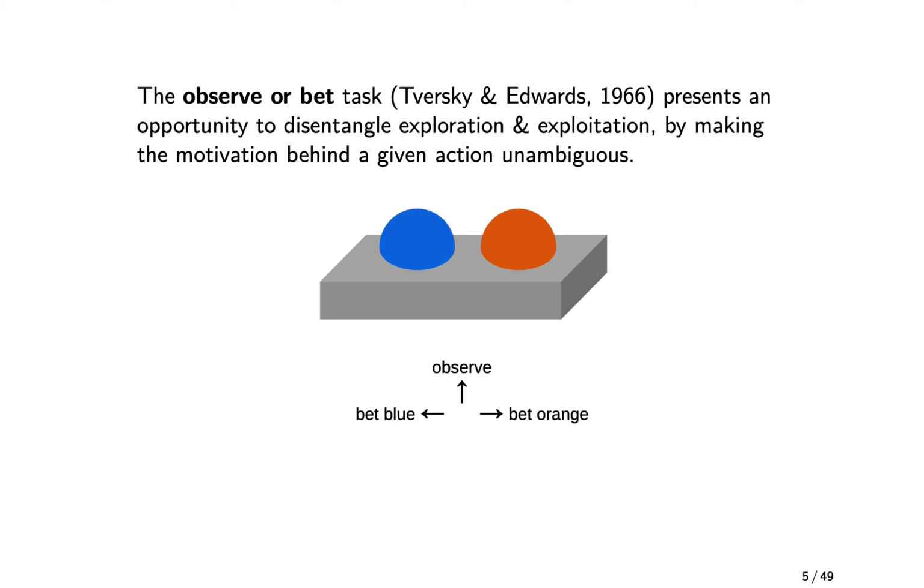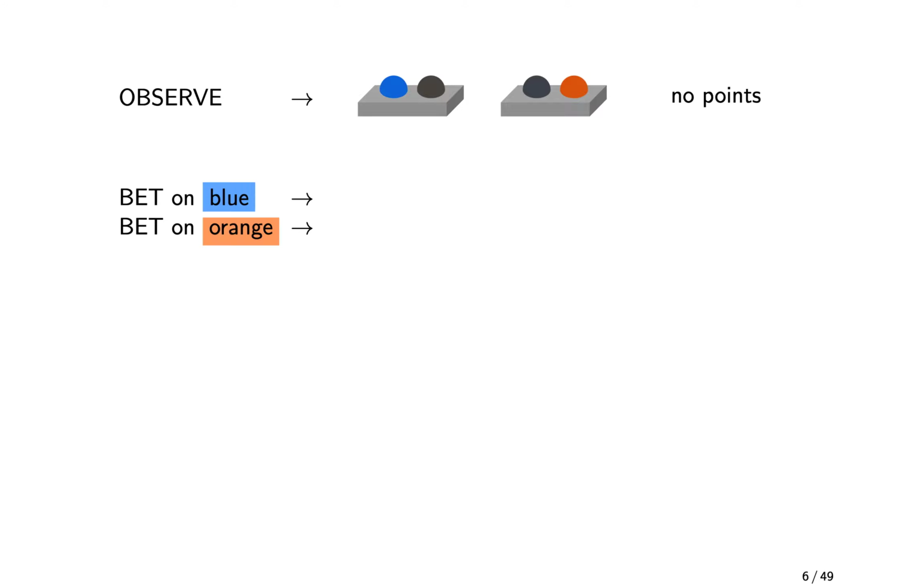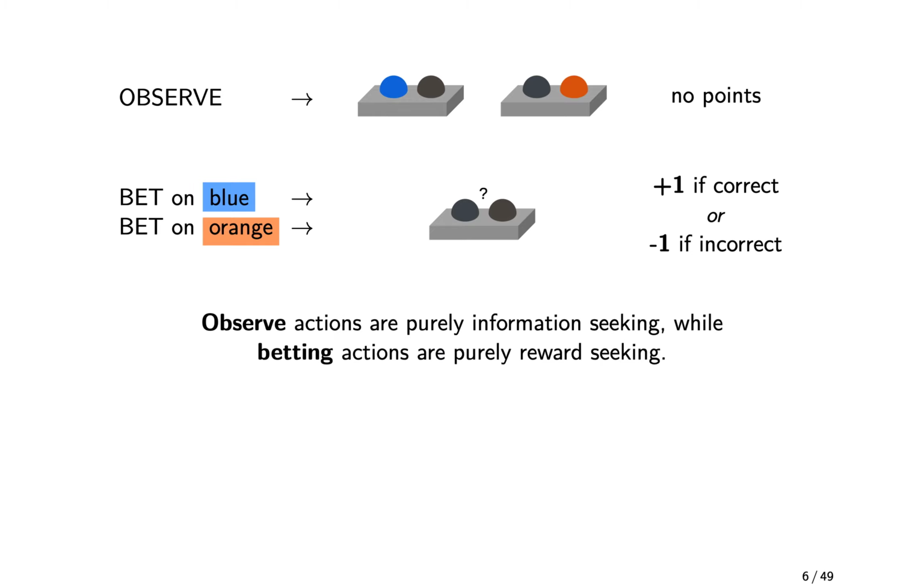Let's dig into this a little bit more. If you choose to observe, you can see which light turns on, but you forgo any gain or loss of points. If you choose to bet on either of the outcomes, you will be blind to what the box does, but now you get a point if you're correct and lose a point if you're incorrect. In this way, observe actions are made to be purely information-seeking, and so are explore actions, while the bet actions are made to be purely reward-seeking, and so are exploit actions.